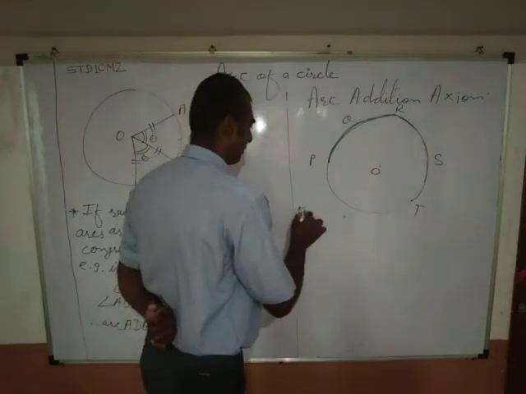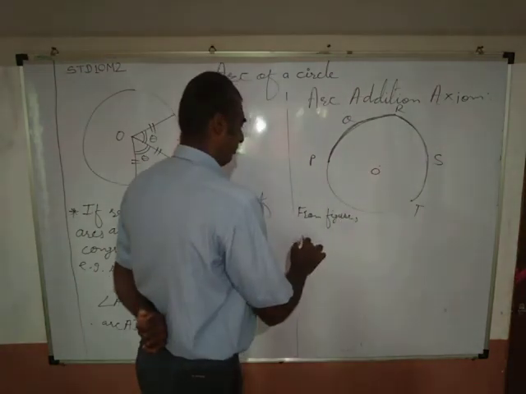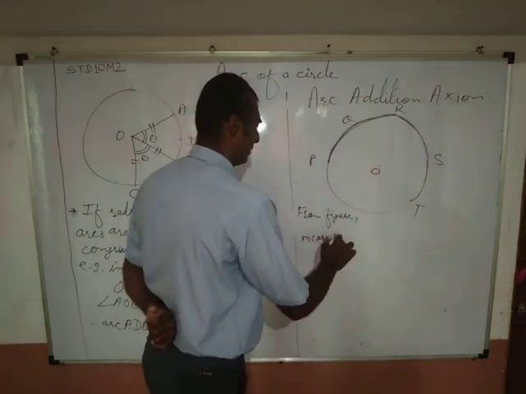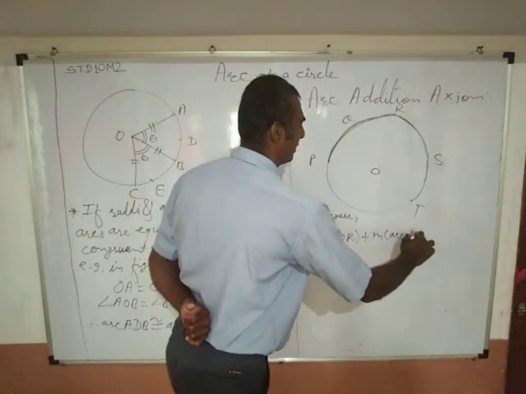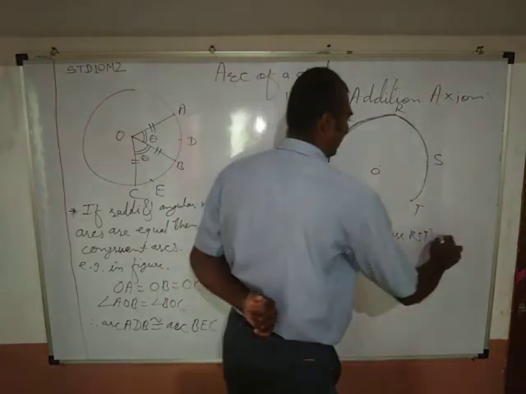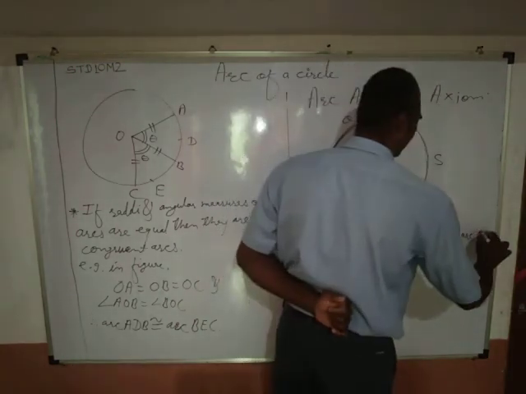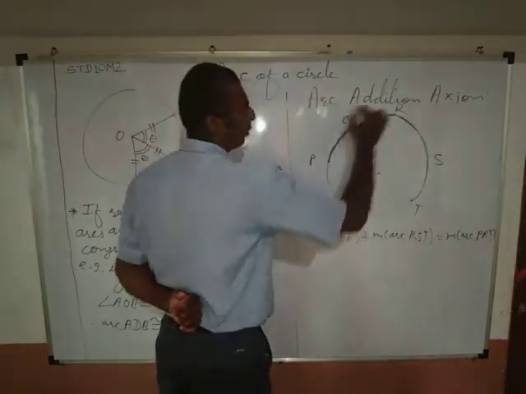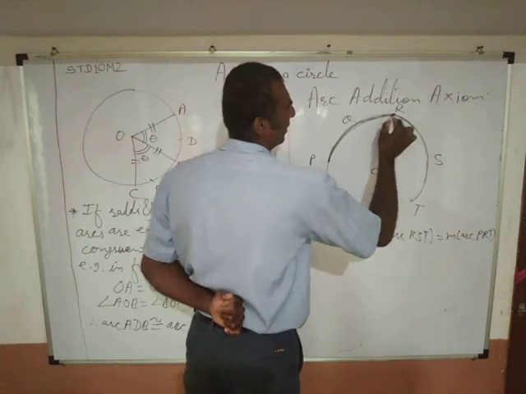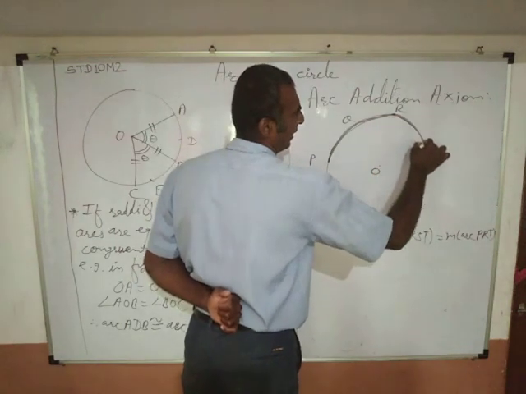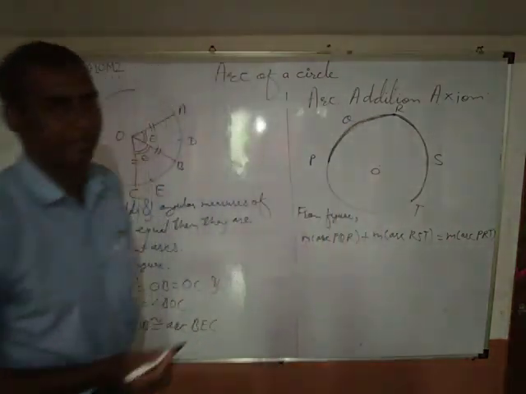Okay, from figure, measure of arc PQR plus measure of arc RST is equal to measure of arc PRT. Okay, because they have one and only one point in common, that is end point of one arc starts with an end point of other arc, and that's why here we may apply arc addition axiom.